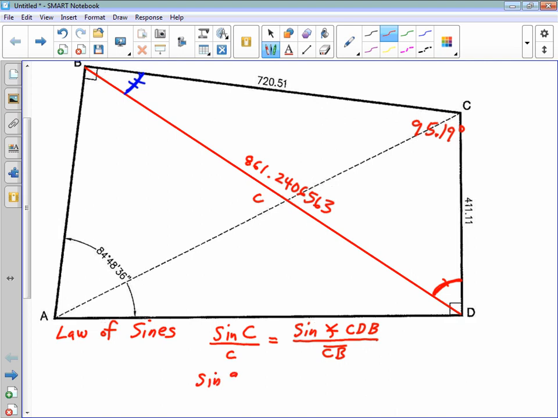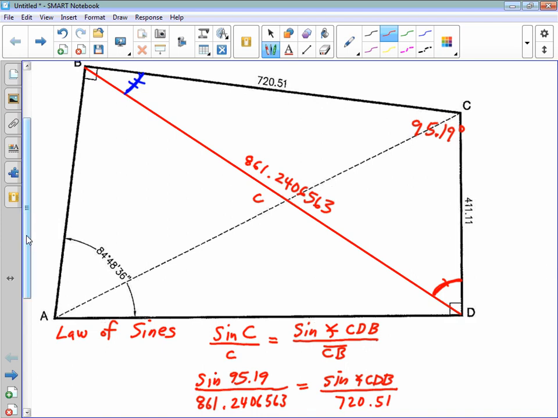So I'm going to go sine of 95.19 over C, which we know to be 861.2406563. And I just left that in my calculator. I'm going to hit second answer. And that equals the sine of angle CDB, which we don't know, over CB, which is 720.51. So this isn't so bad.